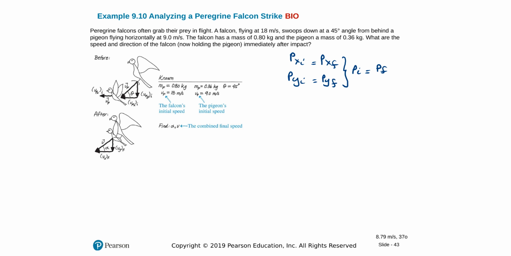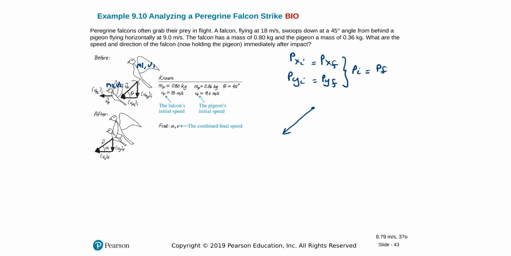This question says a falcon often grabs a pigeon in flight. A falcon flying at 18 meters per second. They have a picture for us, but it's hard to work on there, so I'm going to draw it. It's flying at 18 meters per second, swoops down at a 45-degree angle. So for the falcon, this will be its initial velocity. I'm going to call this one 1 here, falcon. So it will have m1, v1, and so on. And I'm going to call what it is catching, a pigeon, m2 and v2 and so on.